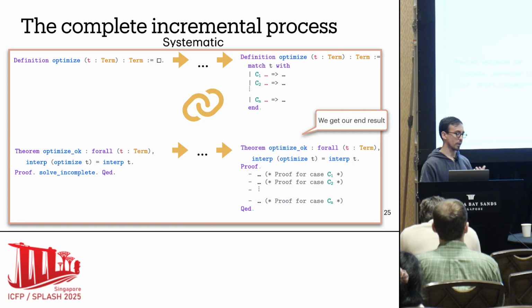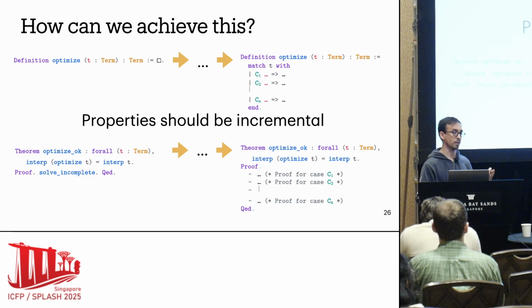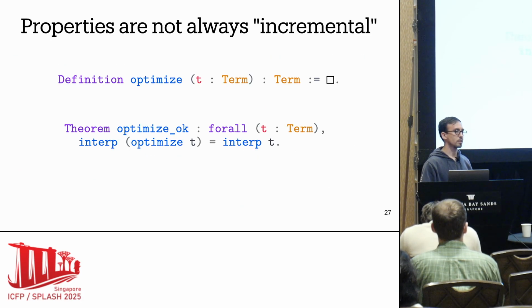And one thing that we think is crucial is the fact that properties should be incremental. So in the same way that we can code our programs step by step, we should be able to do the same with our proofs, knowing that they are stable all the way. And this is, of course, not always possible, and we can see it directly with our example here.